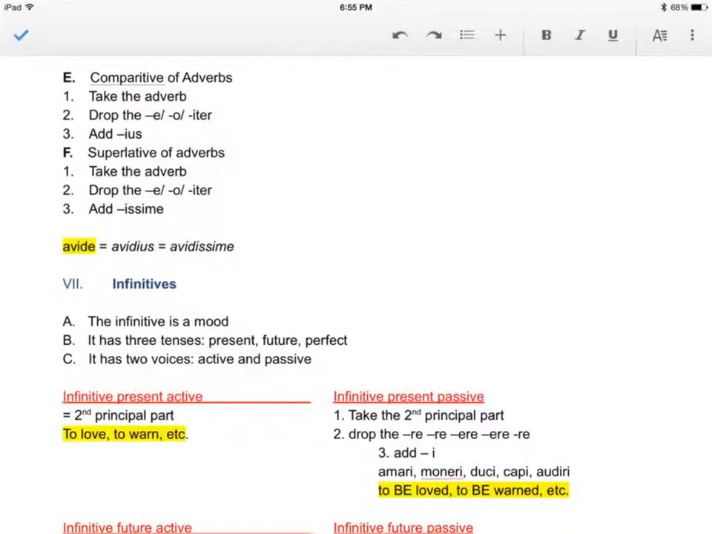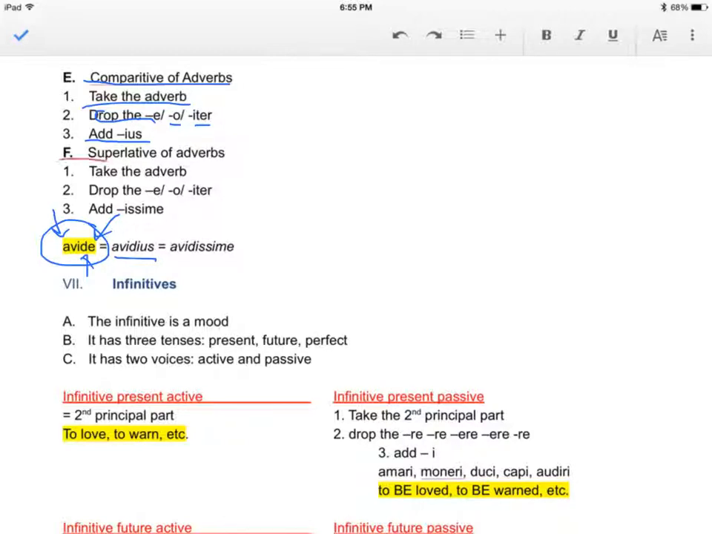You can also compare adverbs. You can say more quickly or most quickly. You can say more happily or most happily. To compare an adverb, you take the adverb form as it is, for example, avidē, greedily, down here. You drop the E at the end, or the O, or the ITER. In this case, with avidē, it's an E. And then you add IUS. That's it, just IUS. Nothing but IUS. So if you want to say greedily, you say avidē. If you want to say more greedily, you say avidius with an IUS.